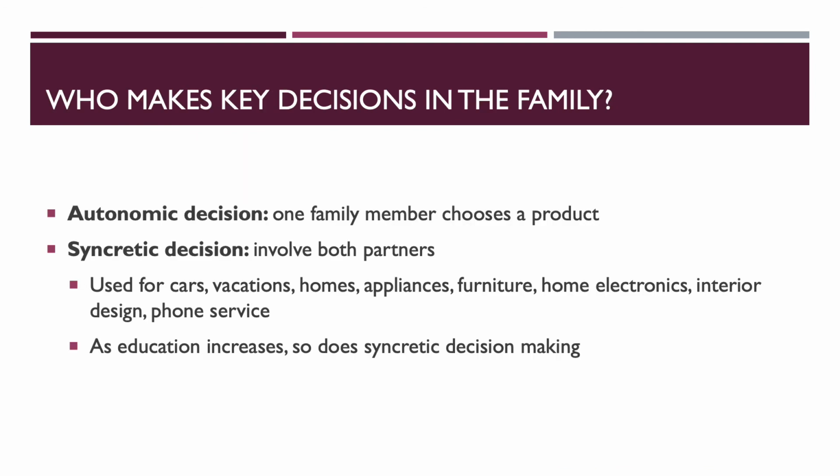Let's also discuss who makes key decisions in the family. Autonomic decision means that one family member chooses a product. Syncretic decision means that it involves both partners in choosing a product. It is usually used for cars, vacations, homes, appliances, furniture, home electronics, interior design, and phone service. As education increases, so does syncretic decision making within families. When couples first marry, they tend to make more joint decisions. They tend to make syncretic decisions, but over time they begin to specialize in decisions.